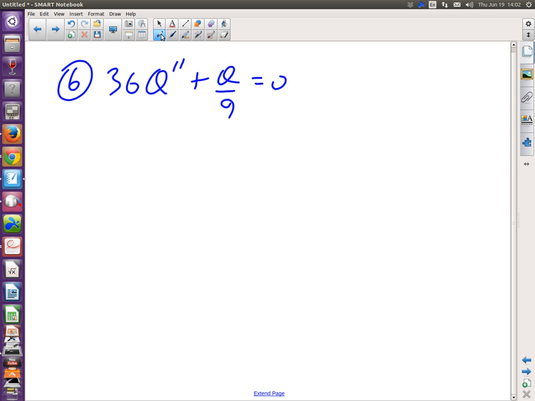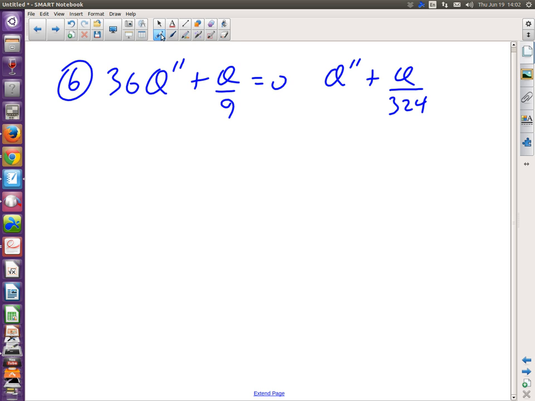If you divide everything by 36, you get Q double prime plus Q over 36 times 9, which is 1 over 324. That's omega squared. So anyway, 9 times 36, yep, that's right. That's a perfect square because it's over 9 and over 36. So omega squared is 1 over 324, so omega is 1 over 18. Isn't that 18 squared? Yeah, it is. Okay, good.